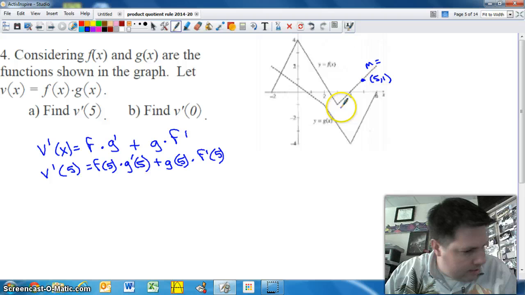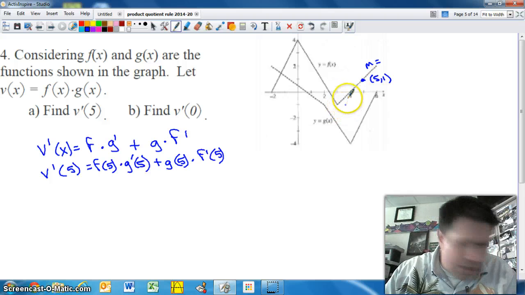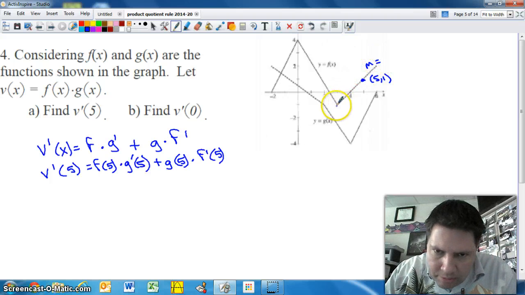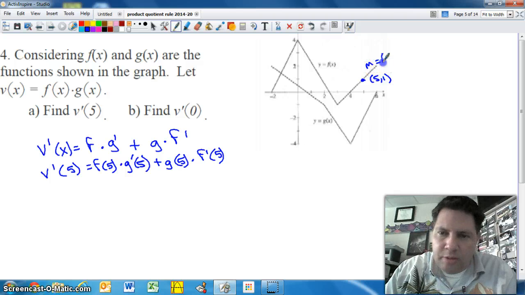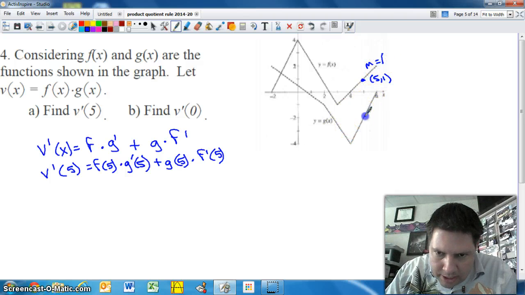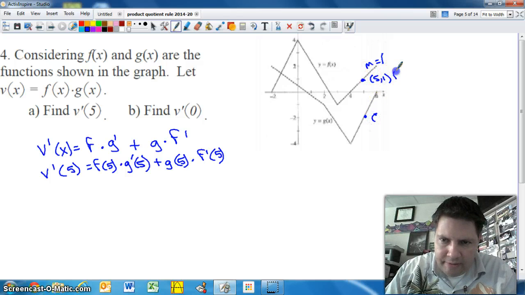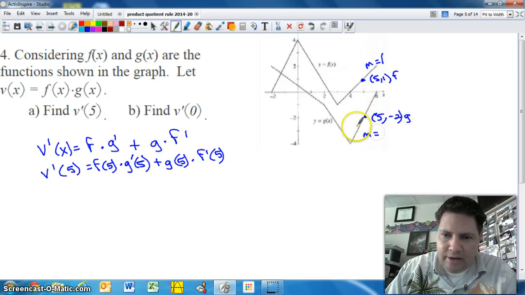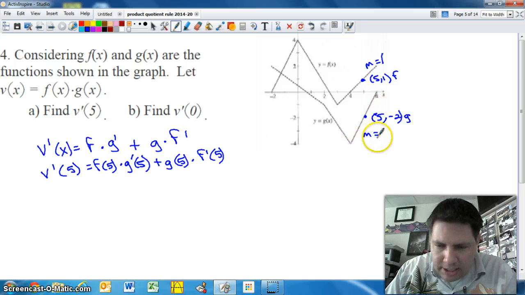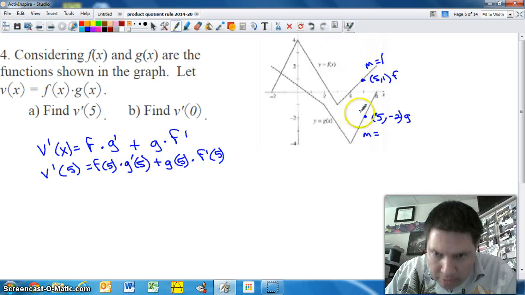That line looks like it goes up 1 over 1, up 1 over 1, because we went negative 1. Yeah, so slope of 1. This is the point for f. The point for g looks like 5 comma negative 2. So there's g. And the slope for that line, we went from 4 to 0, 4 over 2, so slope of 2.